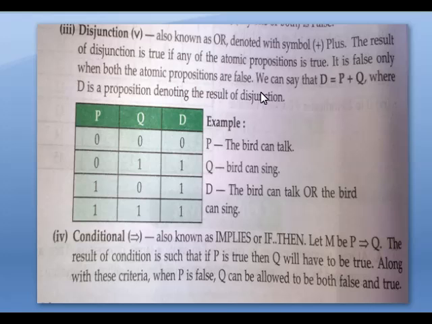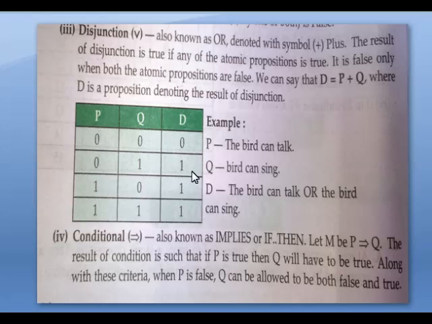We can say that D equals P plus Q. In conjunction it is C equals P dot Q, and in disjunction it is P plus Q, where D is a proposition denoting the result of disjunction. For example, see, these two columns are the input, and this is the output. If both the inputs are false, the output is false. If any one input is true, the output is true.